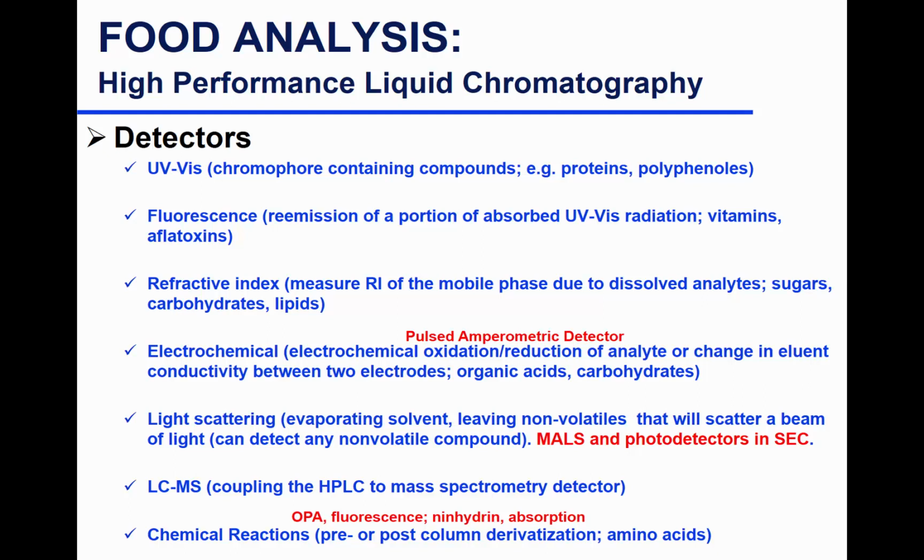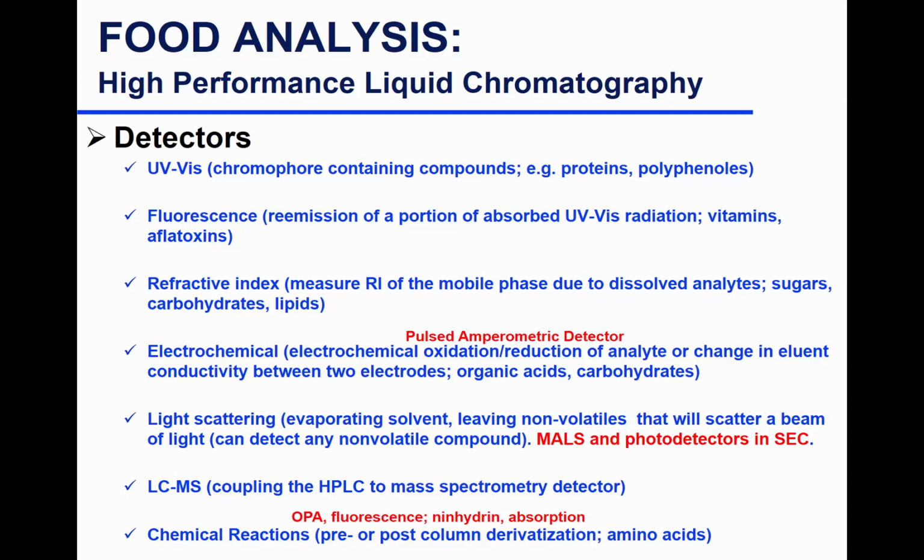The solvent is evaporated, and then whatever non-volatile material remains in the source of light will cause scattering of the light. The more the light is scattered, the higher the detector signal, which is related to higher concentration, basically. So this kind of technique can measure any non-volatile compounds.